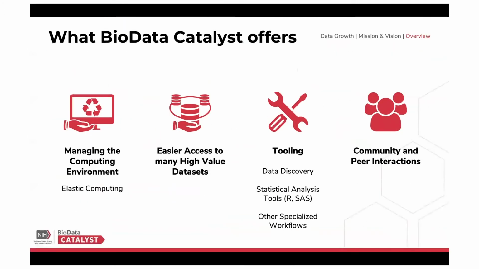So what does BioData Catalyst offer? Well, it offers elastic computing, so you pay for what you use, no matter how large or small your research is. It's not prohibited by the system that you have access to. It offers easier access to many high-value data sets. There's both open and controlled data. For open data, you need an ERA Commons ID, which we'll go over in just a little while, and for the controlled data, you need dbGaP approval. It also has multiple tooling options. There's an interactive browser for exploring data sets and variables. We have statistical analysis tools, and beyond that, there are a number of other specialized workflows.